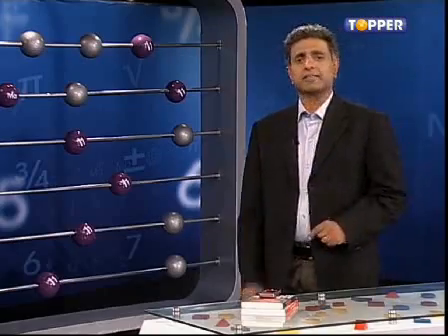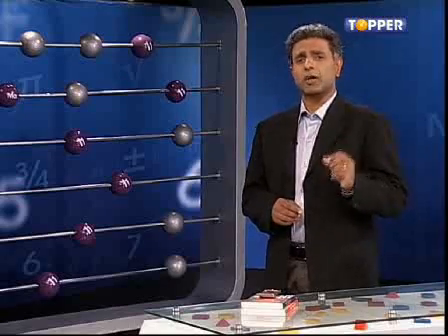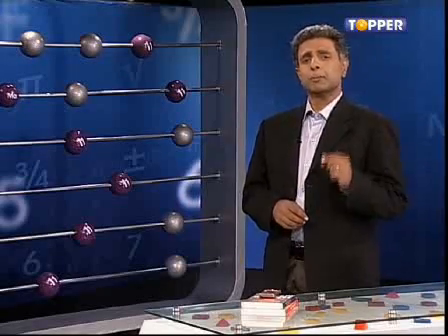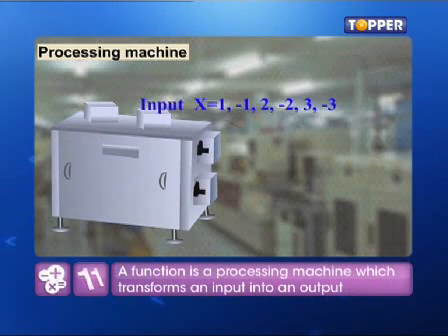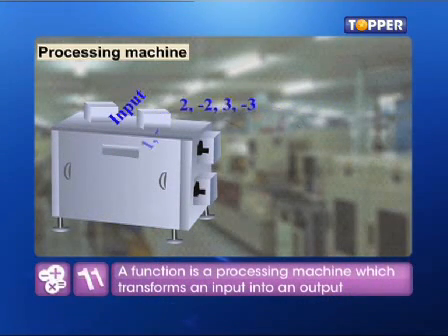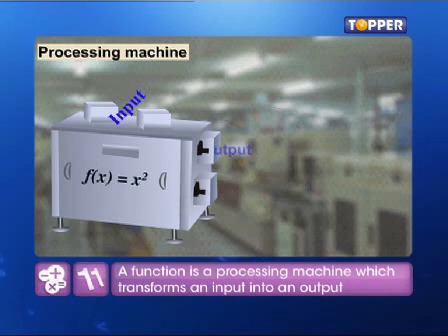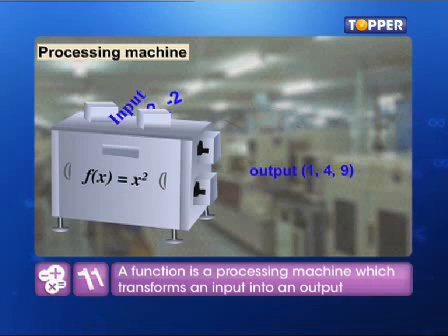Think of a function as a rule which assigns a single output to every input. To put it in one crisp sentence, a function is a processing machine which transforms an input into an output. Now it's valid to have a function for which two inputs produce the same output, but it is invalid if a single input produces two or more outputs. Get the difference?